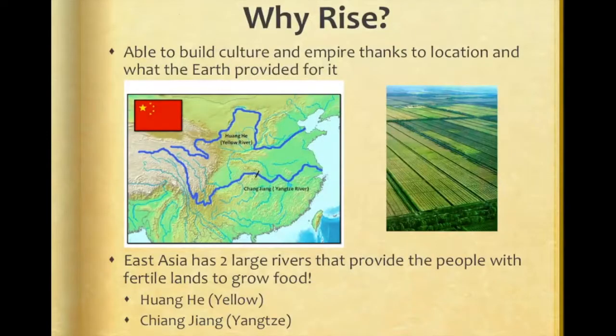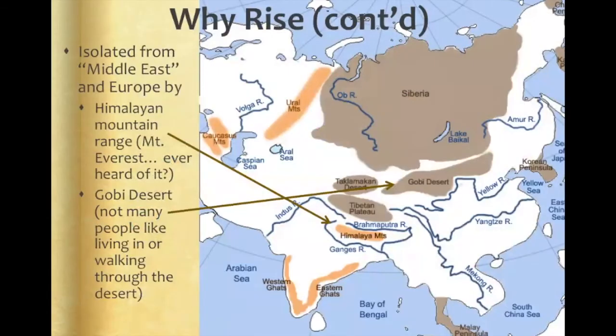All right. So why did the Chinese civilization rise? Well, we're going back ancient times, or since the beginning of Homo sapiens. They were able to build culture and empire thanks to its location, what the earth provided for it. What did it provide? It provided fertile farming lands. And there's two main rivers, the Huanghe and the Changjiang. They were hotbeds of population, allowed for a lot of fertilization and agriculture.